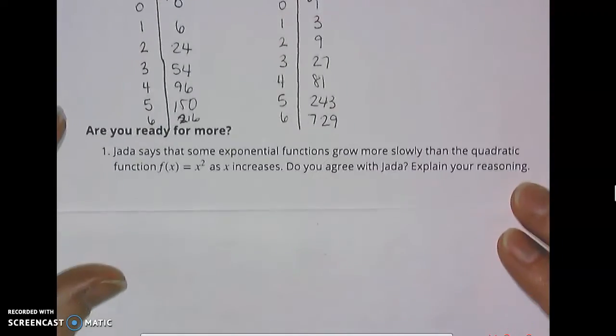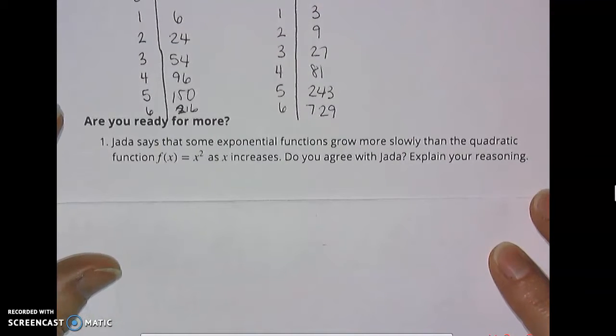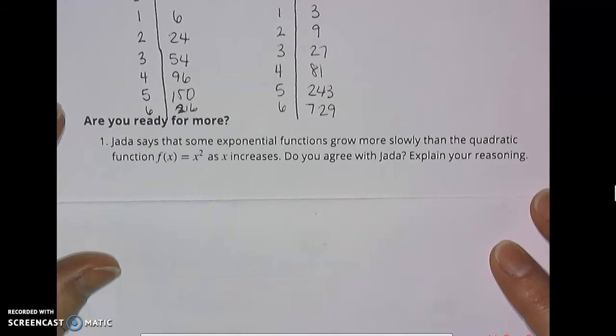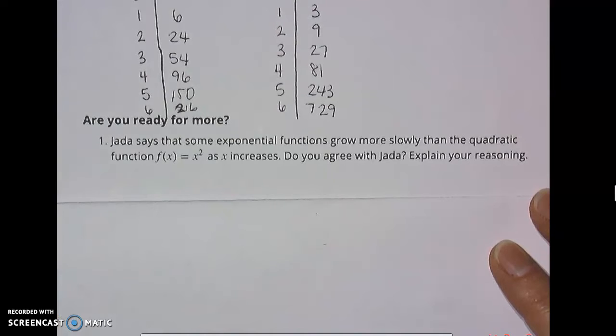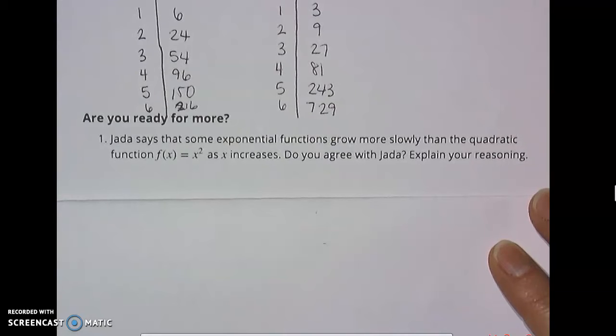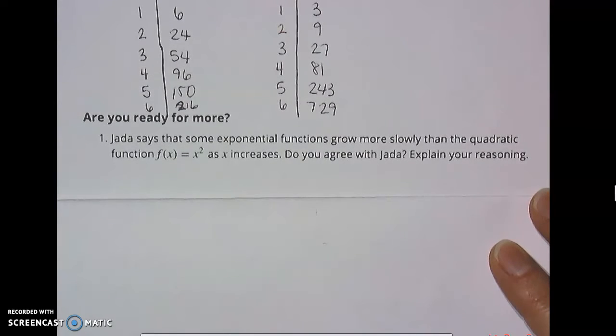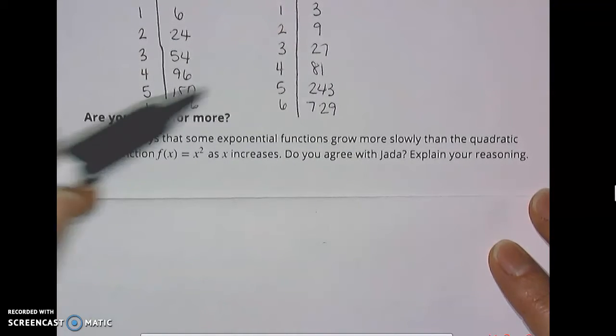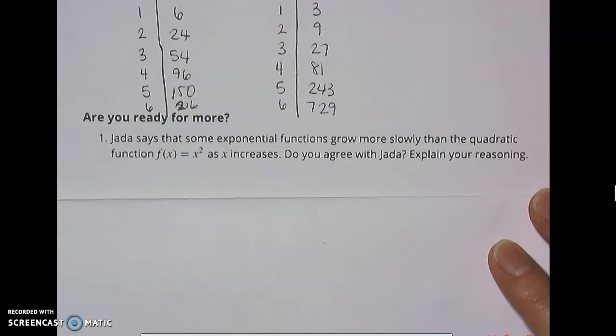Are you ready for more here? We'll look at just one piece. It says, Jada says that some exponential functions grow more slowly than a quadratic function f of x equals x squared as x increases. Do you agree with Jada? Explain your reasoning. In everything that we've looked at so far, the exponential will grow faster. Maybe not right away. There might be a space where the quadratic is higher or growing faster, but eventually the exponential will get bigger. In this case up here it was 5. At 5 or after 5, the exponential kept getting bigger.